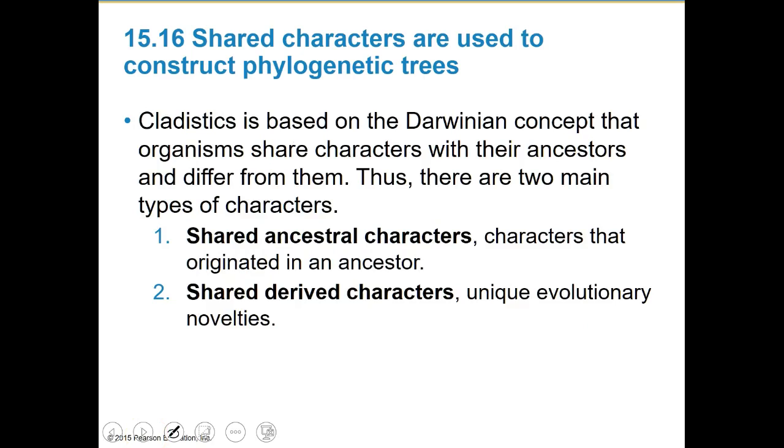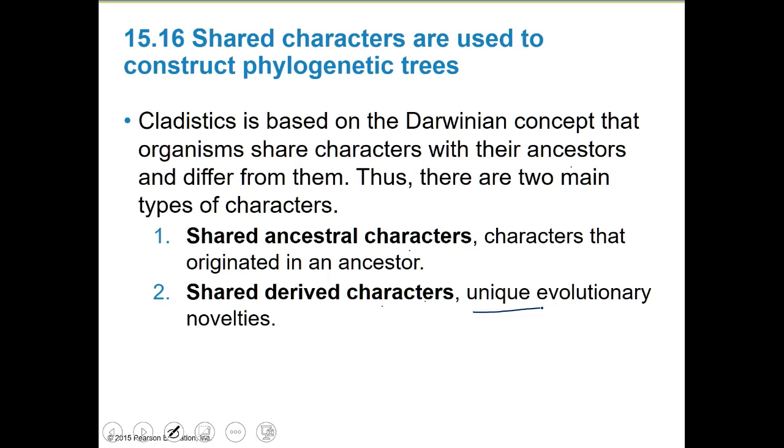That makes sense. So cladistics is based on a Darwinian concept that organisms share characteristics with their ancestors and differ from them just a little bit. So there's two main characters: shared ancestral characteristics and shared derived characteristics. Ancestral ones are ones that originated in an ancestor, and shared derived are unique novelties.